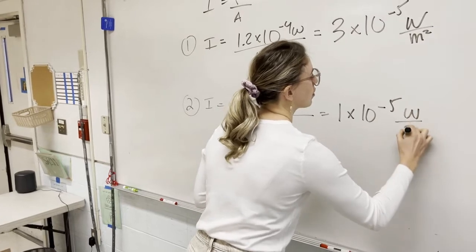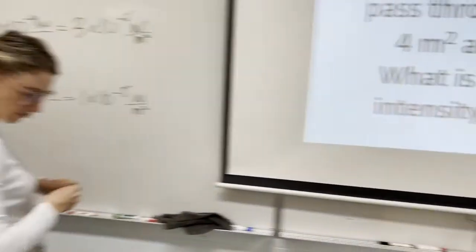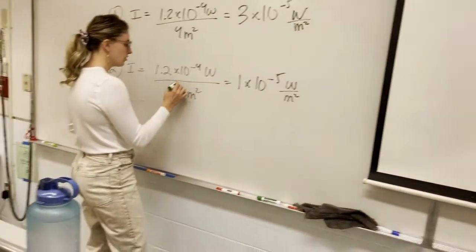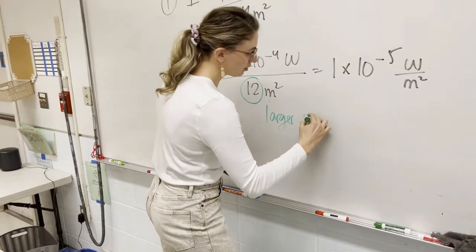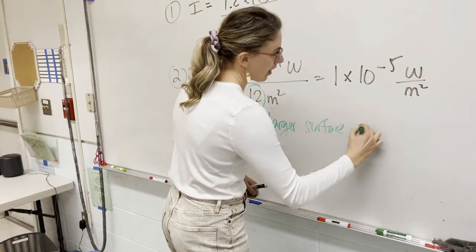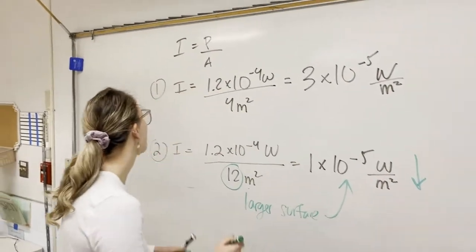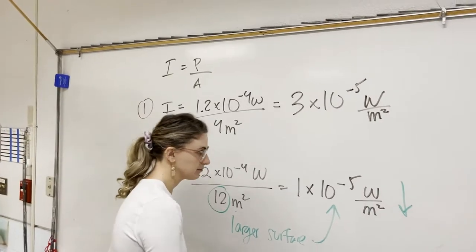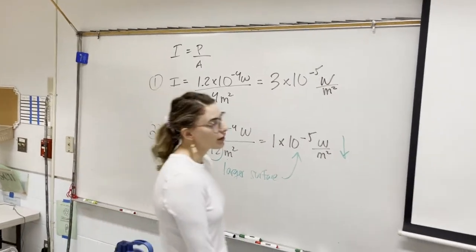So the intensity of the sound would be less over the larger surface. That's really important here. We have a larger surface, and the sound intensity is less. And with a smaller surface, the sound intensity is more.